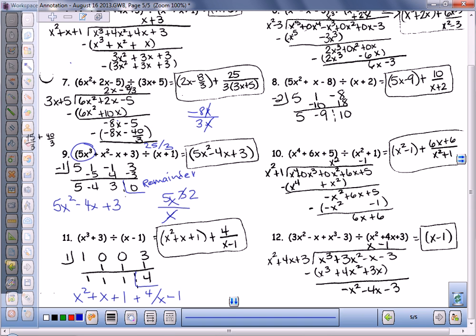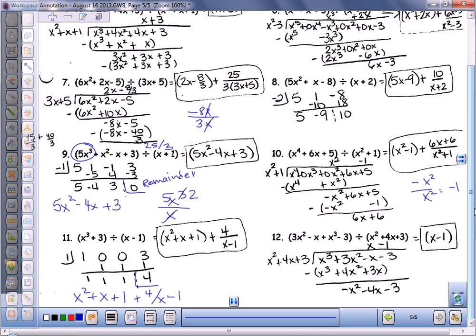For number 10, why is it negative on top? Because right here we look at the x squared and it has to go into a negative x squared. So if I did negative x squared divided by x squared, that would give me the negative 1. Okay. I will have these posted to the website if you need to look at them again.